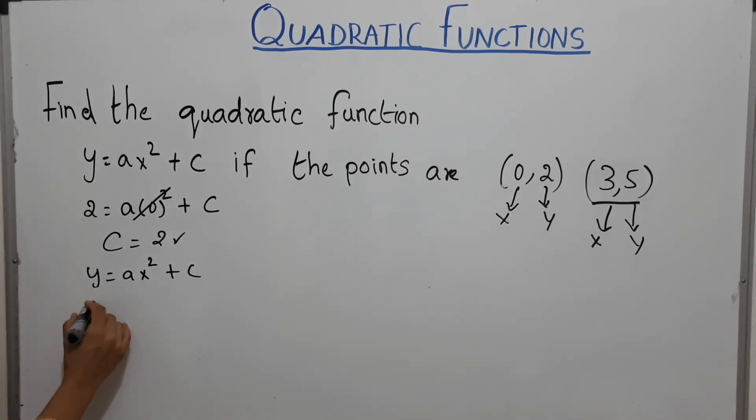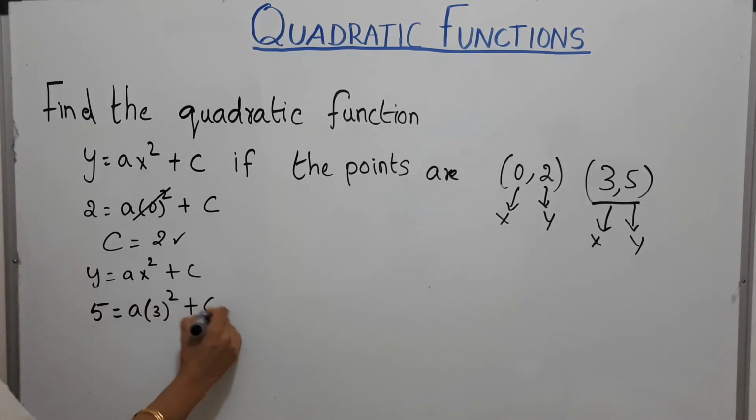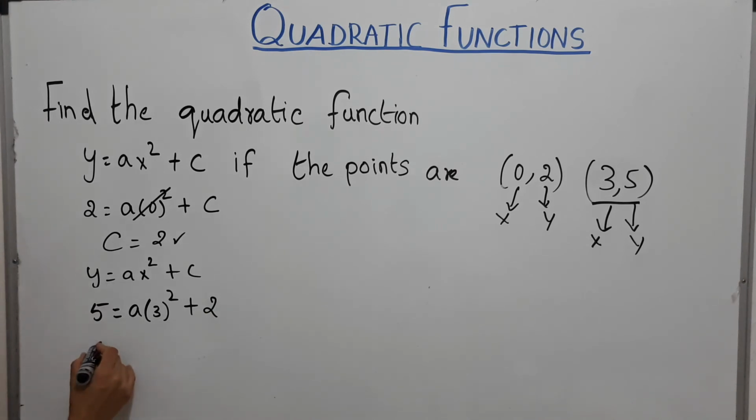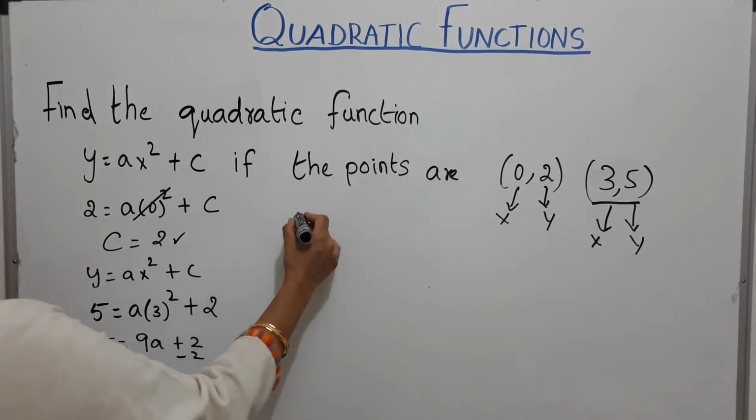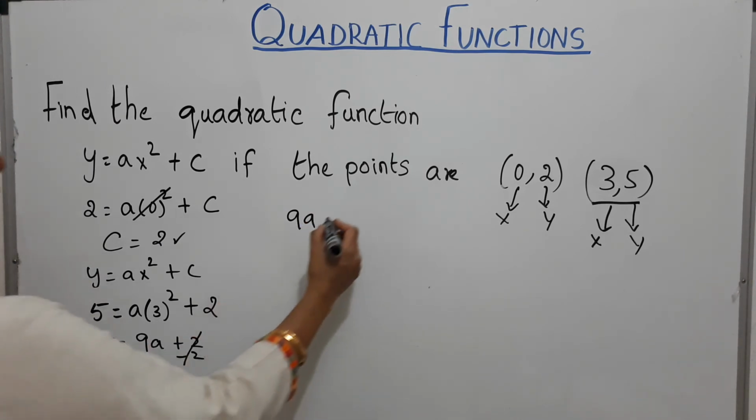So the y value is 5. 5 is equal to a times the x value, which is 3 squared, plus c. Now the c value is actually 2, which is already found. So 5 is equal to a times 3 squared, which is 9, so 9a plus 2. Now you have to bring the 2 to the other side. So minus 2, minus 2. So 9a equals, because this will be gone, 5 minus 2, which is 3.